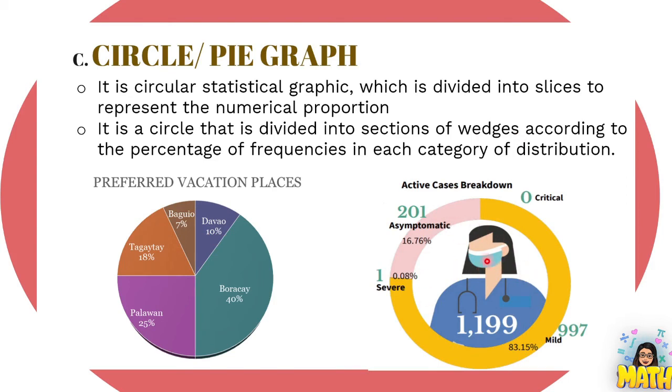Another infographic from DOH. This one, kaya may tao dyan sa loob because it pertains to health workers na may active cases. You can see that 997 have mild symptoms, 201 are asymptomatic, isa yung severe, and 0 critical. Itong orange part na to, ayan yung may pinaka mas malaking portion, which is 83% nung total na 1,199. So that is what we call circle or pie graph.